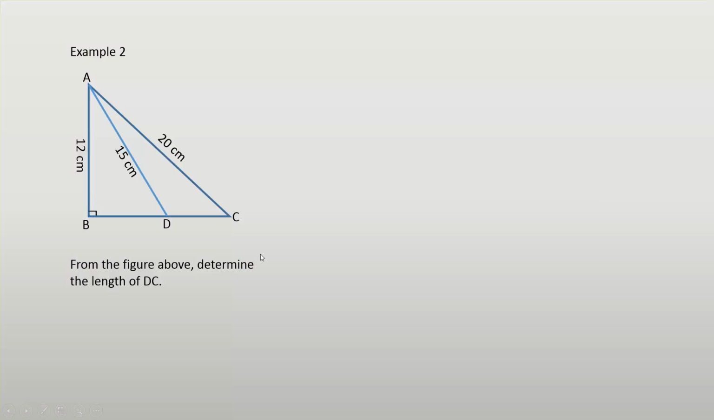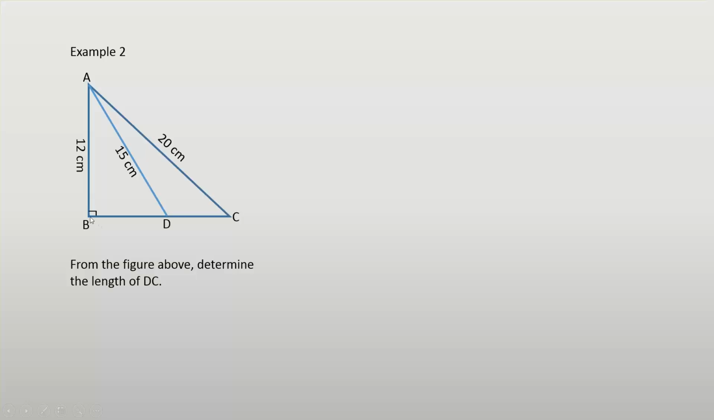Okay, the second example. Look at these figures. The question is, determine the length of DC. To answer this question, there are 3 steps. The first step, you should determine the length of BC. And then the second step, you should determine the length of BD. And the last step, you can determine the length of DC. Now we will start to determine the length of BC.